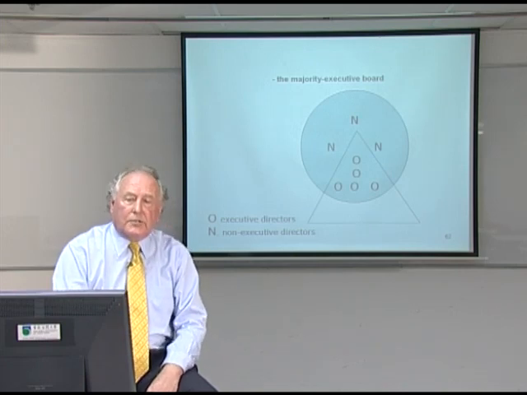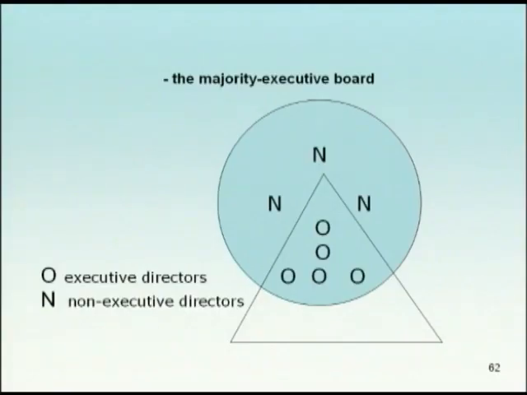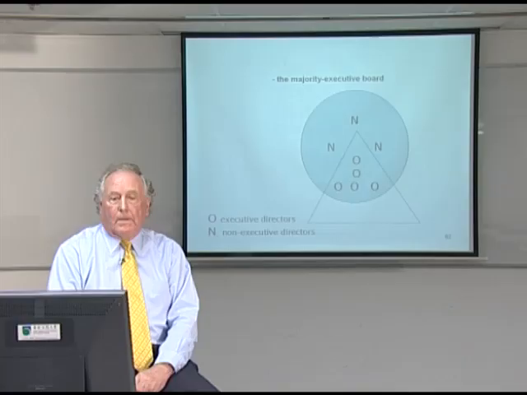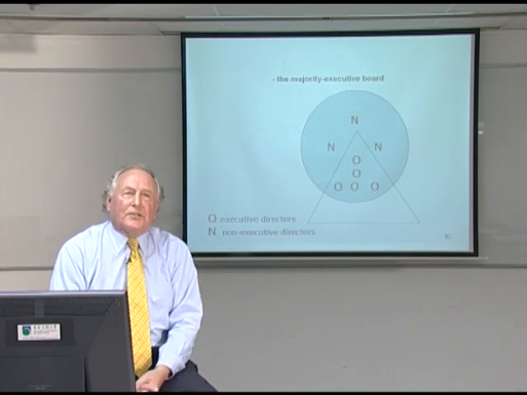Second case is one in which there are, in the diagram here, 5 executive directors and 3 non-executive directors. A majority are executive. This was the case in most British companies until the 1970s, early 1980s. The argument was quite clear in the boardroom in Britain. Non-executives can help. They can make a contribution. They can give us insights which we wouldn't otherwise have.